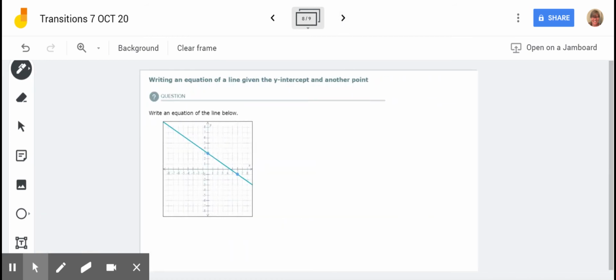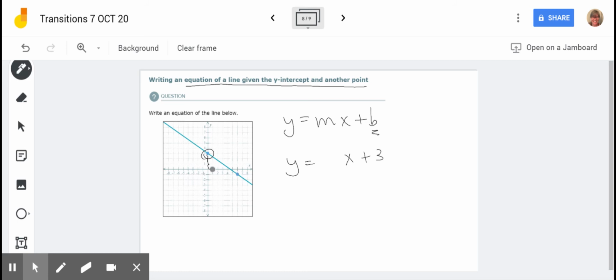All right, next one says writing an equation of a line given the y-intercept and another point. Well, look, y equals mx plus b. Remember, b is the starting point, and there it is. So y equals mx plus 3, because that's plus 3. 1, 2, 3. Okay, now all we need is the slope. How do we get from point to point? That's what the slope is.